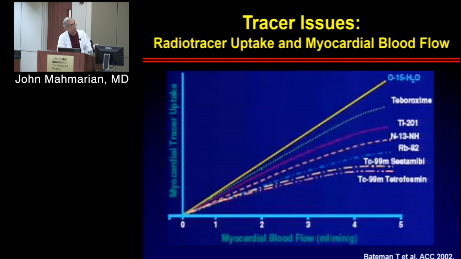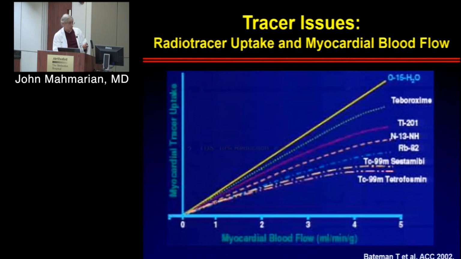Teboroxime, which we don't use anymore, it's a tech agent, had a similar thing. Thallium, not too bad. It's pretty linear except at very high flows. N13 ammonia and rubidium, getting a little bit worse. Look at technetium. This is what we use every day, folks. Okay? I mean, you get above about 3, and you start to really level off. So if you get into these higher flows of 4 times and 5 times normal flow, you won't increase the counts in that normal area. And so there'll be less disparity between the normal and the abnormal regions.